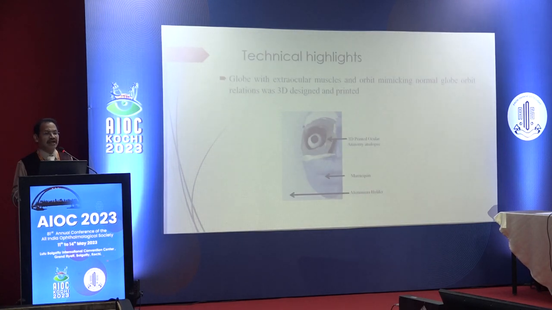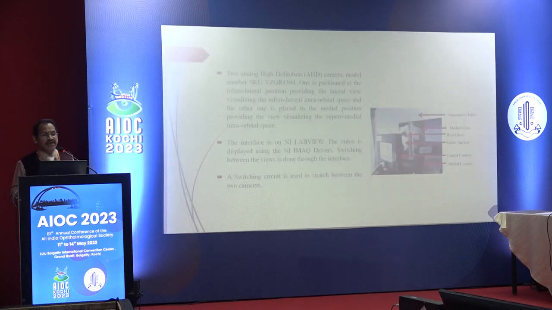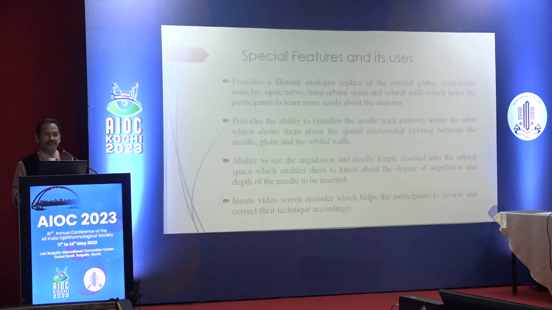Now, some of the technical highlights, how we made this simulator: the globe with the extraocular muscles in the orbit, which mimics the normal globe-orbit relations, was 3D designed and printed, as you can see in this picture. Then, for phase one, the mannequin facial features were molded using a special type of rubber called OMO 30. Then two high-definition cameras were placed, as I was mentioning, one at the inferolateral wall and the other at the medial wall to show the needle track.